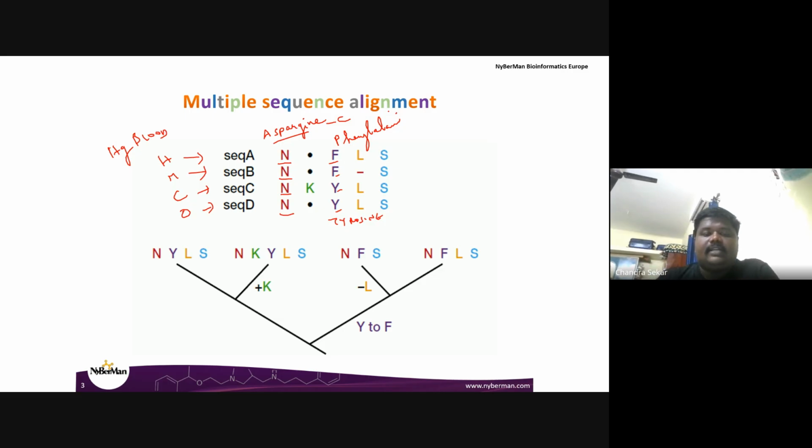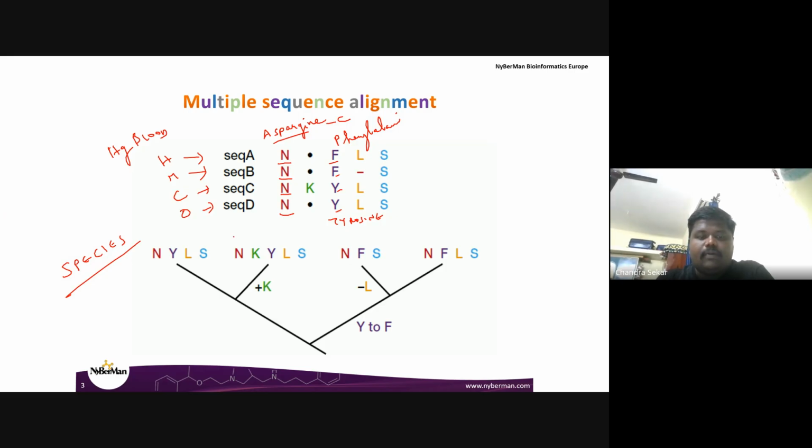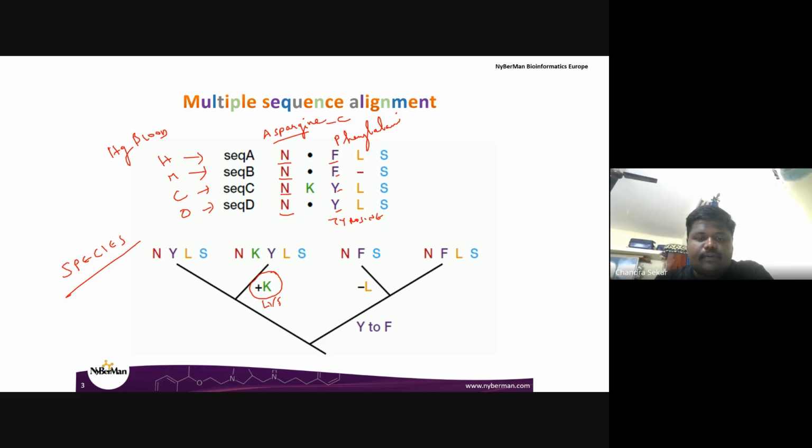What you want to understand is that different species will have different sequences. That is how speciation occurs. So each one will vary. What happened? Suddenly a lysine got introduced. K is for lysine. Suddenly an amino acid got introduced over the time period.